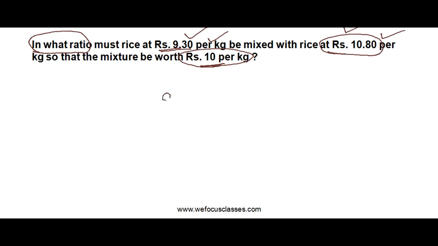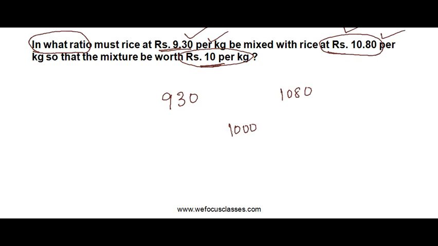So take the first average, that is 930. Then take the second average, that is 1080. So I am writing in terms of paisa. It is 9 rupee 30 paisa, I am writing 930. This is 10 rupee 80 paisa, I am writing 1080. And the middle average, the combined average, is given as 10 per kg. So I am writing it as 10 rupee, meaning 1000 paisa.